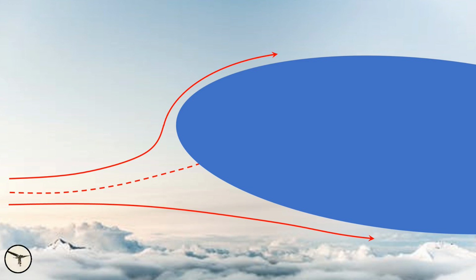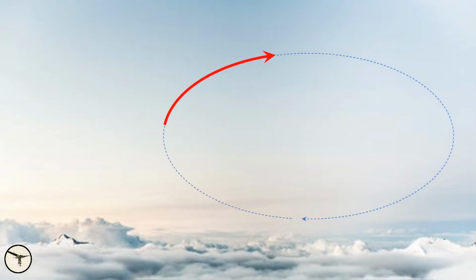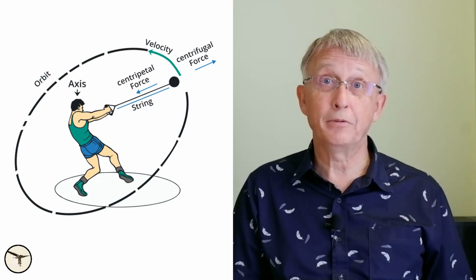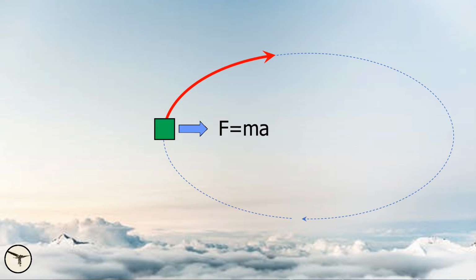When looking at the streamline around the leading edge, you can see the air is following a curved path. What causes an object to move in a curve? Centripetal force. Newton's second law says the force equals mass multiplied with acceleration. Where does this force come from? The answer is pressure difference.